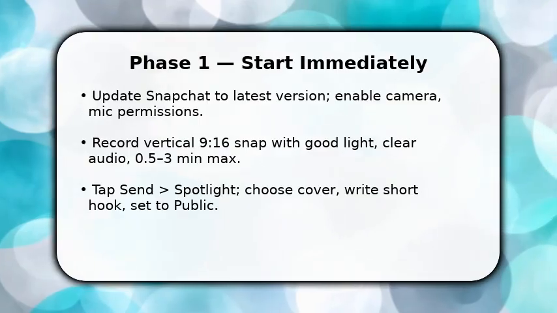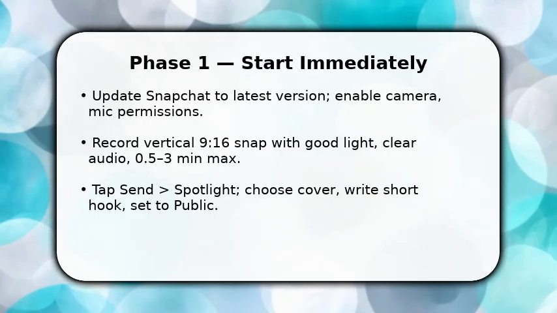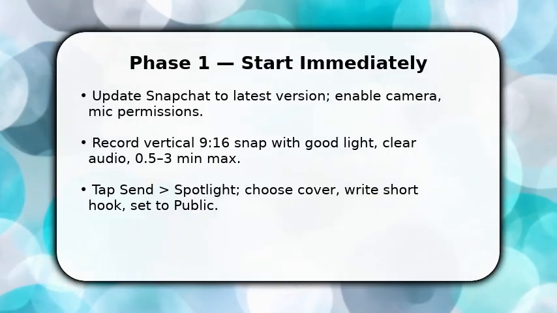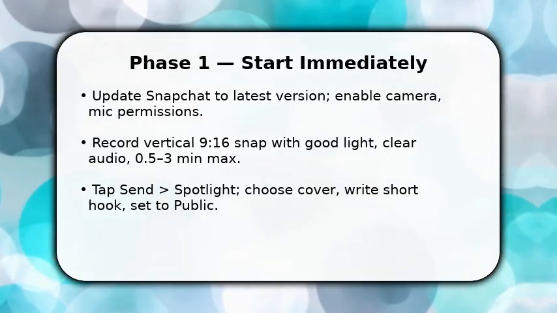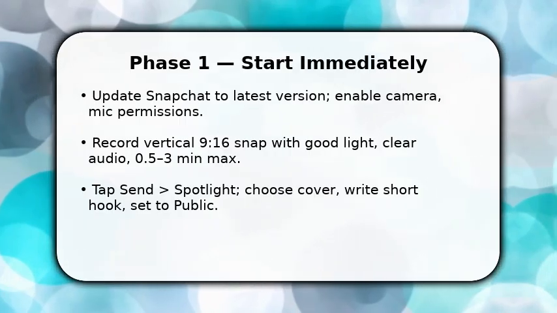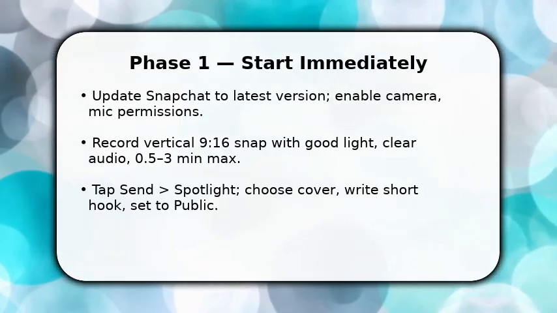You're starting now. Open Snapchat, confirm the app is updated and permissions are on, then frame vertically for a 9:16 capture. Record with steady light and clear audio. Keep clips short so viewers stay.